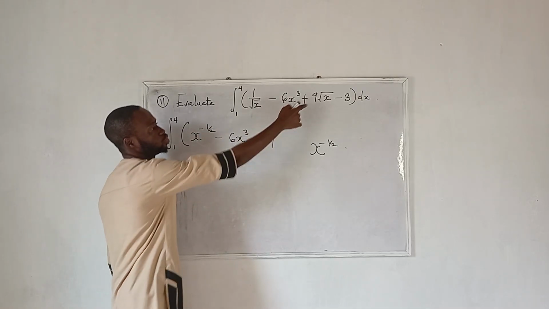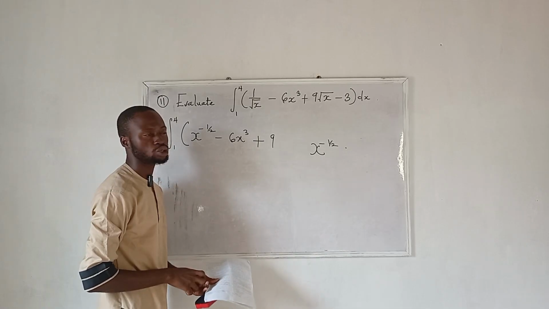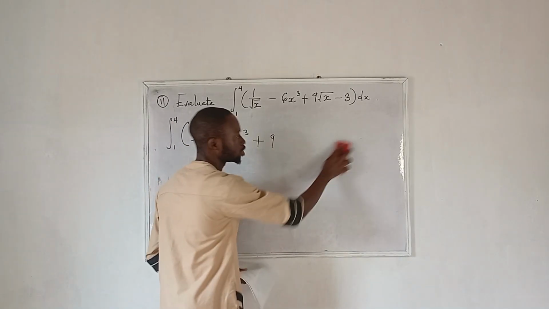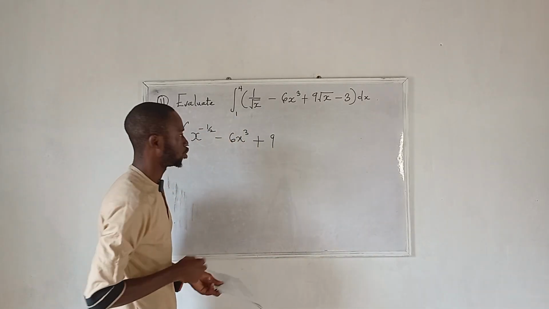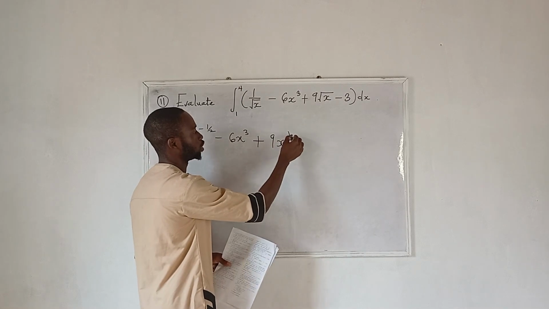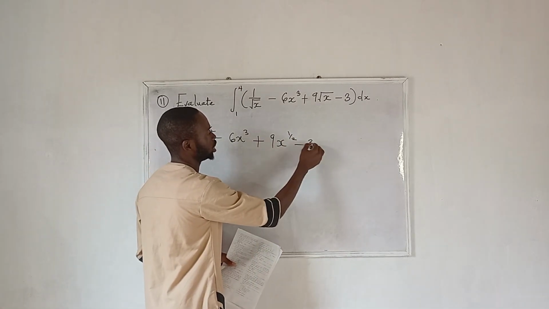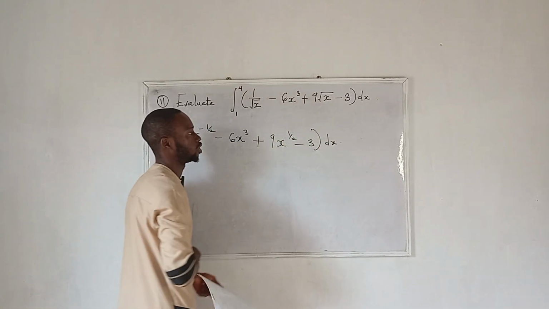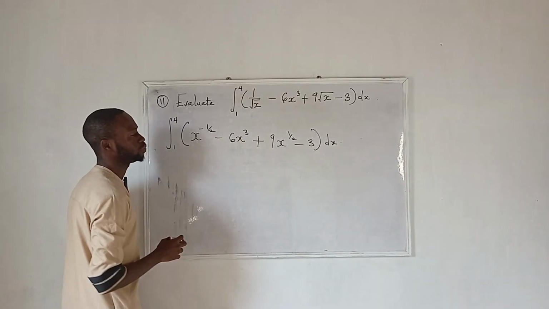Now, I believe you should be able to tell me the answer to this. So root x automatically will now be what? x raised to the power of 1 over 2. You're very correct. So x raised to the power of 1 over 2 minus 3, close my bracket, dx. Now we can integrate.